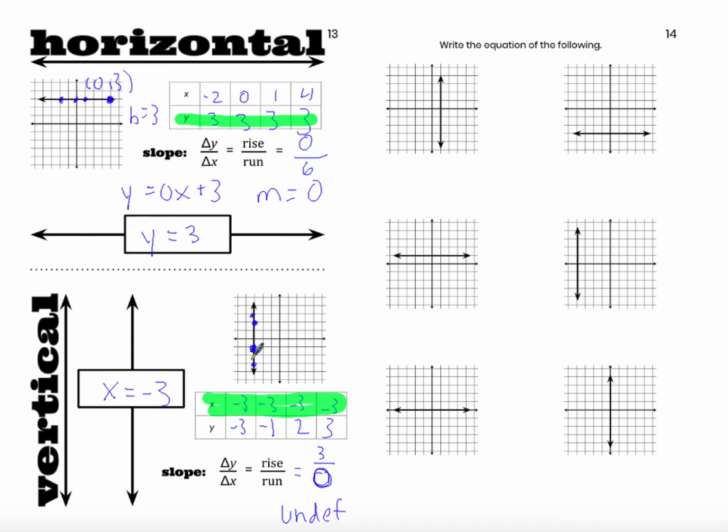We just have to know a vertical line is going to be of the form x equals a number. You can think about, again, the coordinates of all of the points on that line, and they all have an x value of -3.